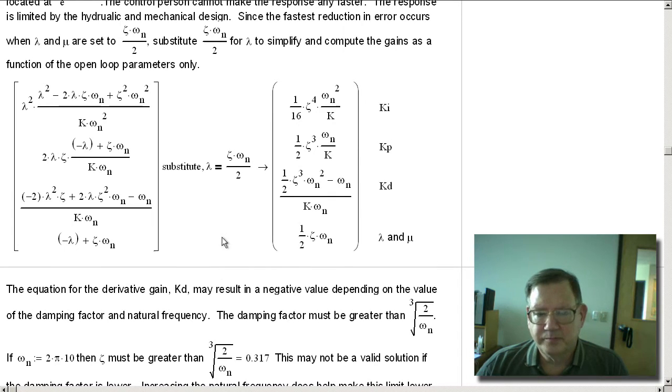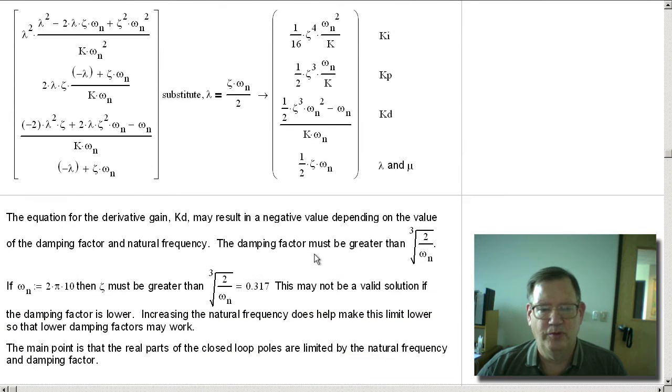So if I substitute zeta omega divided by 2 into this equation that I have up above, you can see I get a simplified formula, and lambda and mu are going to be equal to zeta times omega divided by 2.